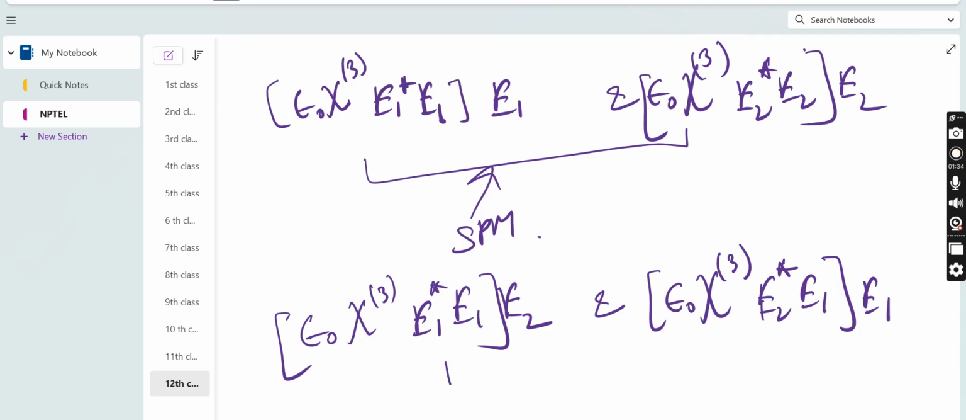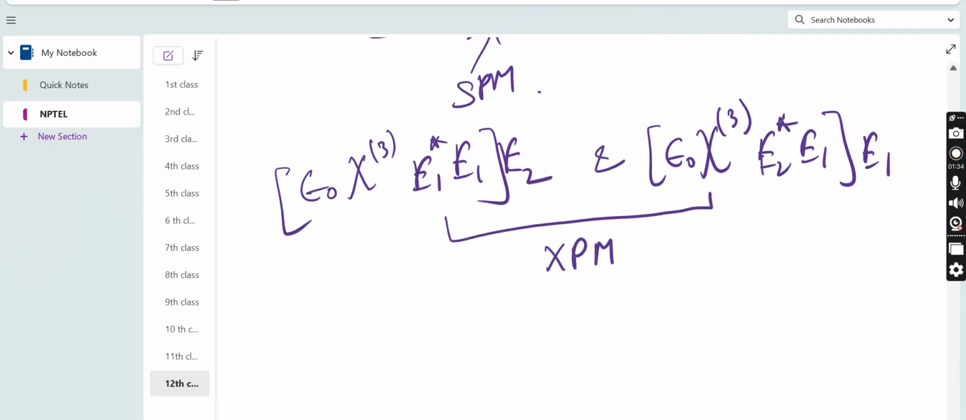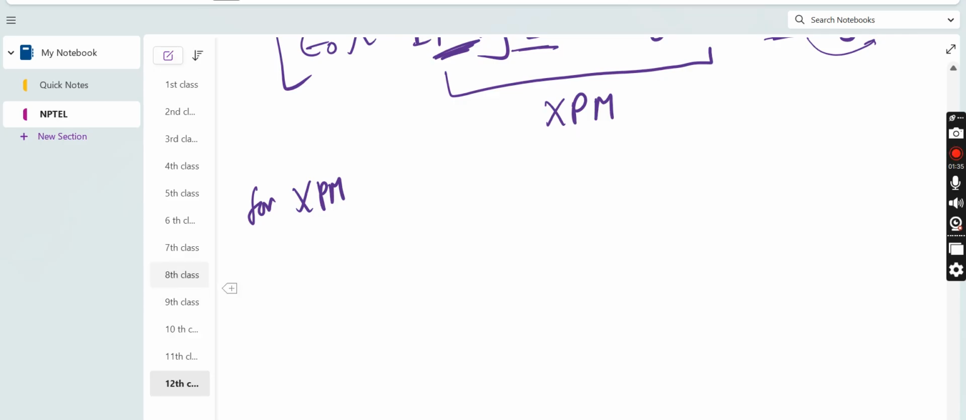So these are cross phase modulation. By cross phase modulation, basically the intensity of electric field 1 is modifying electric field 2. The intensity of electric field 2 here is modifying electric field 1. That is cross phase modulation. So, first let us do the cross phase modulation part.